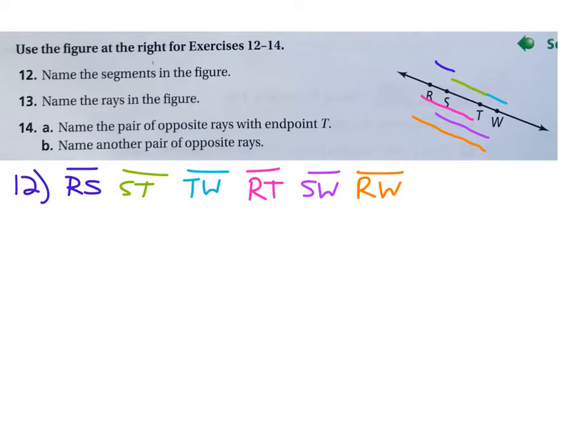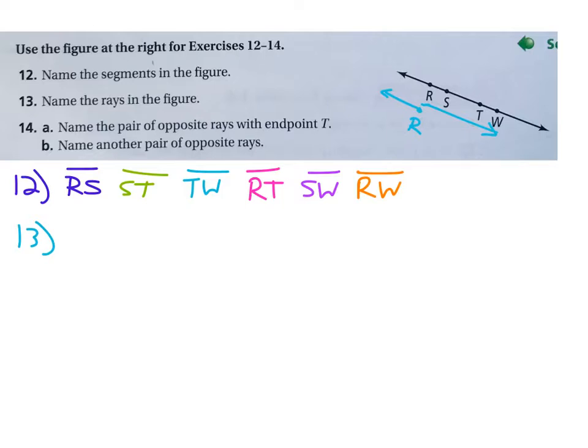Now, number 13 says name the rays. And the rays are interesting because let me erase all the marks that are already there for those segments. The rays are interesting because you have an endpoint. So here at R, if we started at R, there's two ways that we could go. We could go in that direction, that's a ray, and we could go in that direction, and that's a ray. And they go on forever.